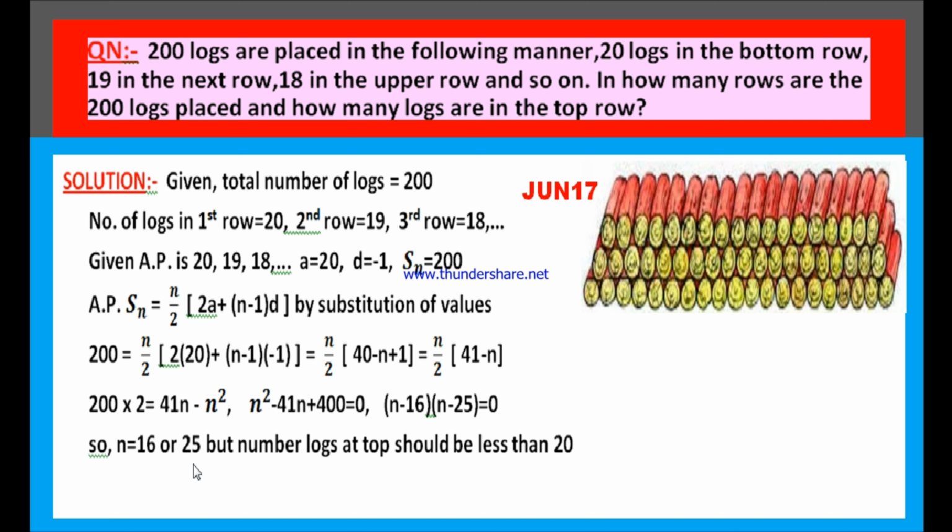So n is equal to 16 or 25, but the number of logs at the top should be less than 20, therefore the answer should be 16. There are 16 rows.